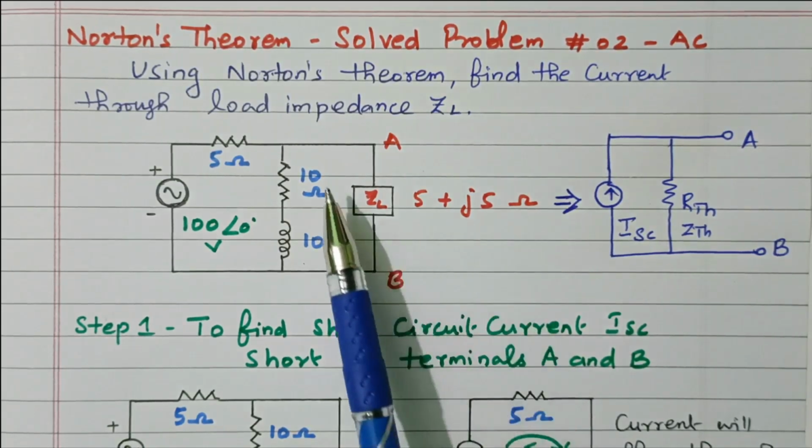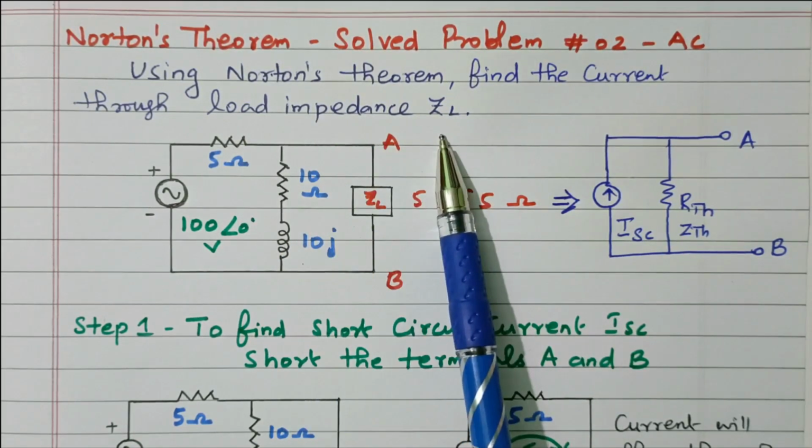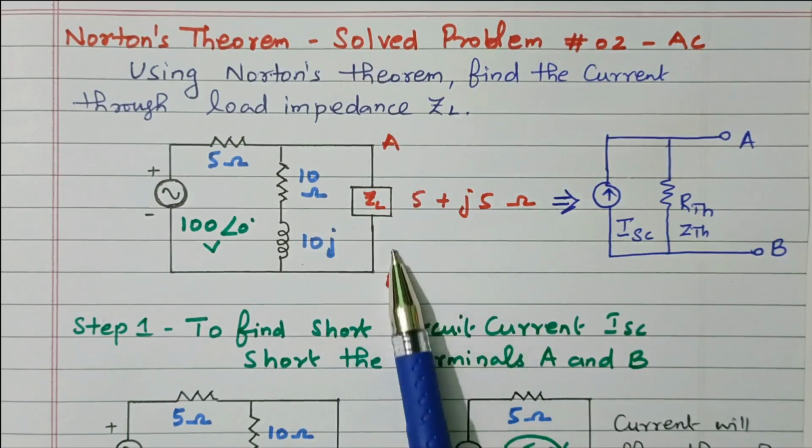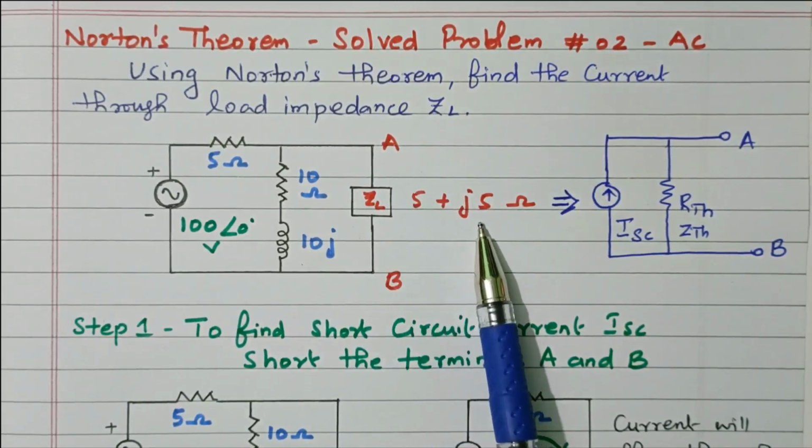Now we'll go to the topic. Using Norton's theorem, find the current through the load impedance ZL. So this is the load impedance. It is termed as AB. The impedance is 5 plus J5.